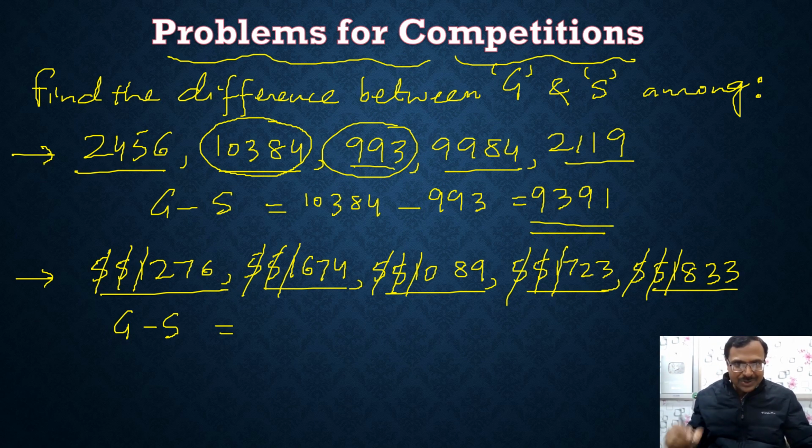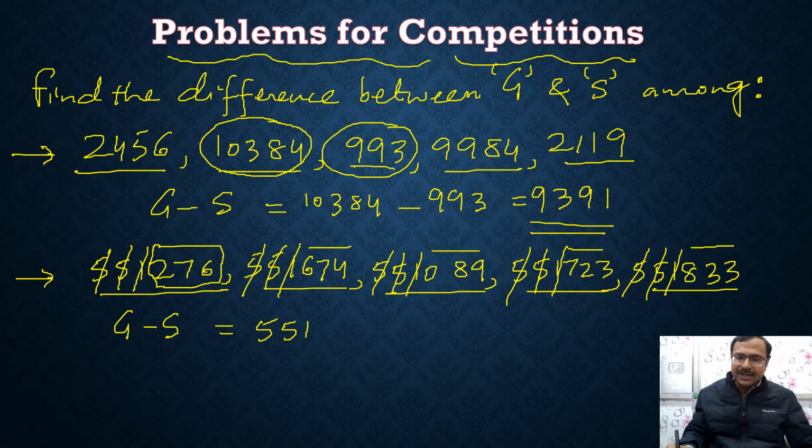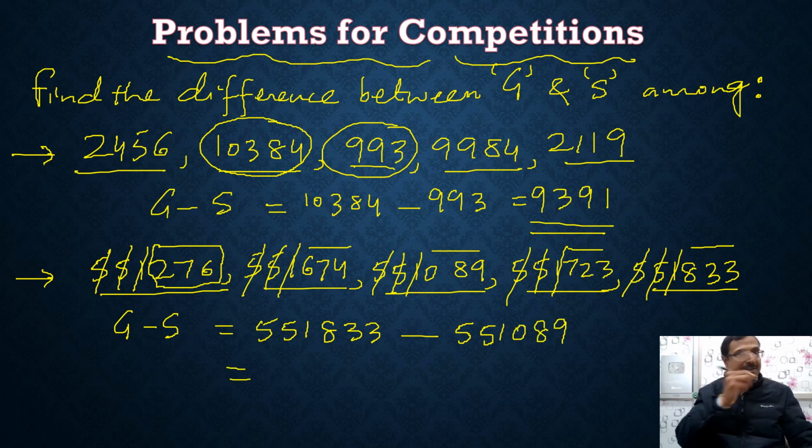Now comes the distinguishing digits. 276 is here. 674, 089, 723, and 833. Which one is the greatest? 833. 8 is the next greatest digit, right? So the highest number is 551833. And which one is the smallest one among the last three digits? 089. Perfect. So therefore 551089.